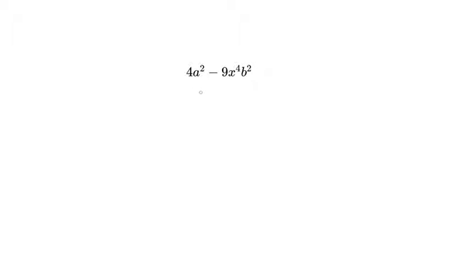Now we're going to factor difference of squares. We're going to let x equal the square root of the first term, which is 2a, and we're going to let y equal the square root of the second term, which is 3x squared b.